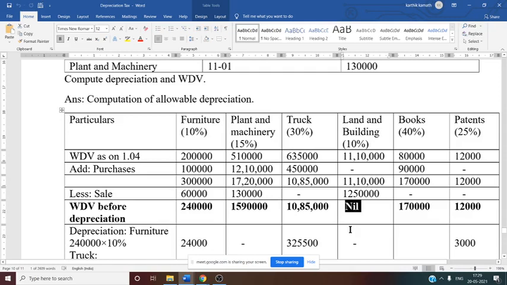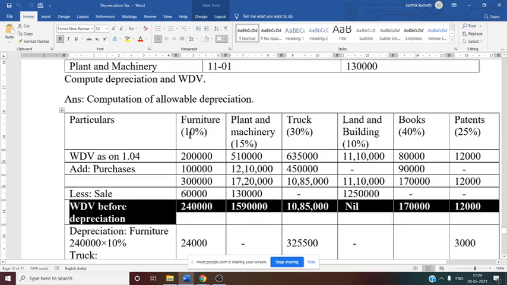Next, book also there is no sale, directly the same answer, 1,70,000. Patent also no sale, so directly 12,000 you can write. So we have got the answers till here now, the written down value before depreciation. Now the next step is to calculate depreciation as per the rate given.